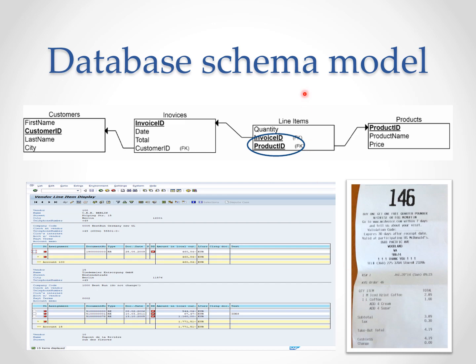So for example, in the line items table, you can find quantity. Here's the quantity. And there are two foreign keys, which are invoice ID and product ID. Ignore them for now. I will explain to you how this works. But anyway, this is the line item. That's what I want you to know for now.